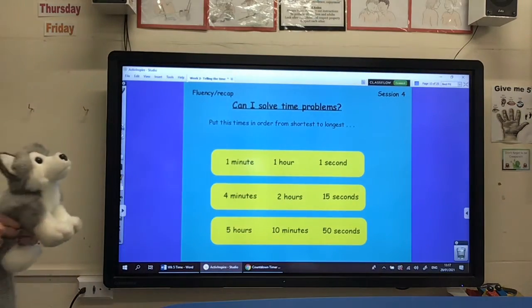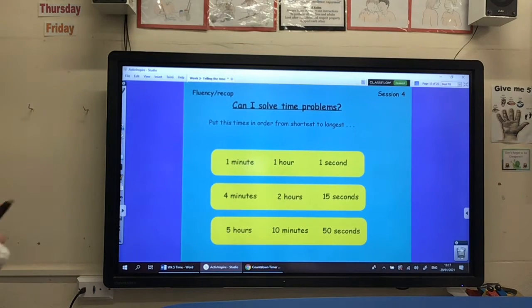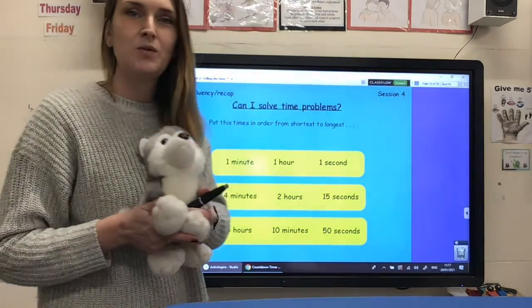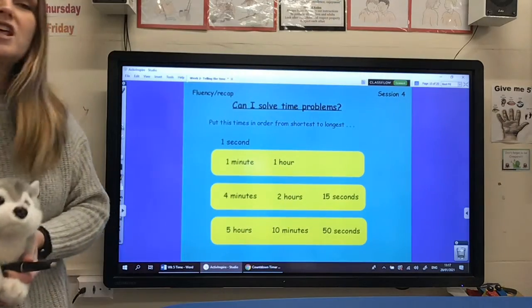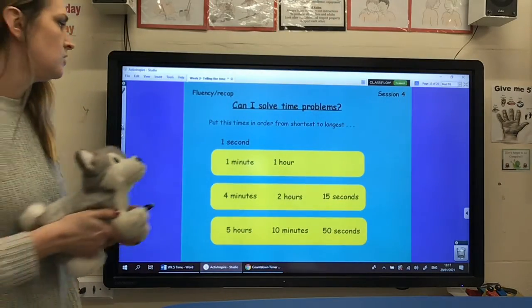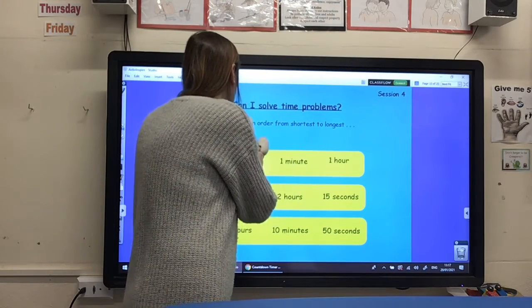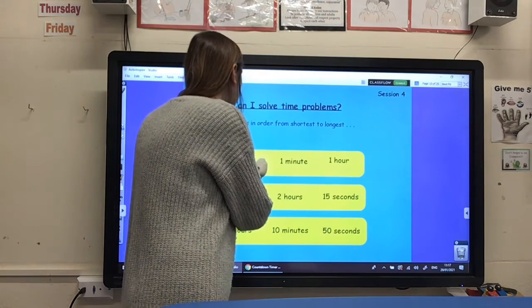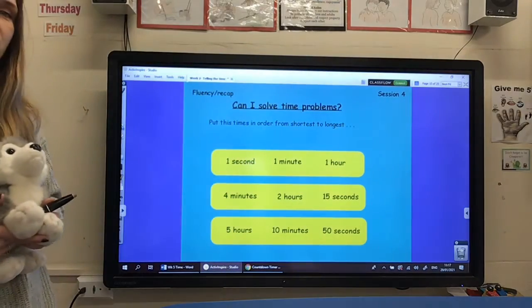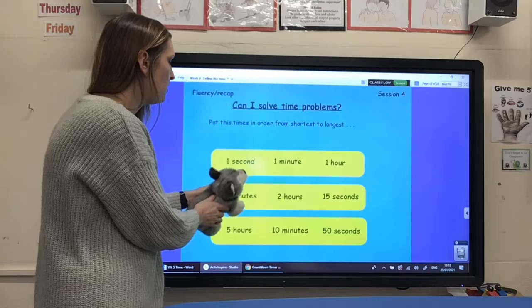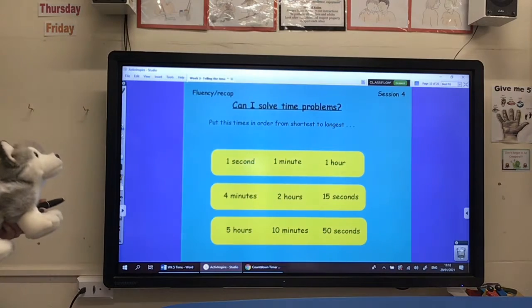So the first one says 1 minute, 1 hour, 1 second. Which one is the shortest? Can you tell me in a Gruffalo voice? Well done, it is 1 second, isn't it? 1 second. Okay, in your Gruffalo voice, which is the longest? Well done. It is 1 hour. So if we're going to say them in order with our Gruffalo voices, can you tell me those units of time from shortest to longest? Let's read them together. 1 second, 1 minute, 1 hour. Brilliant work. Well done, guys.